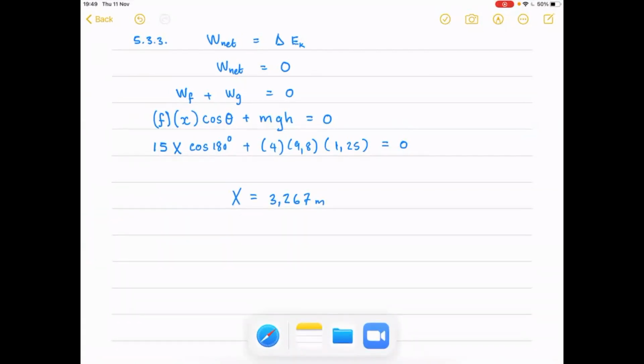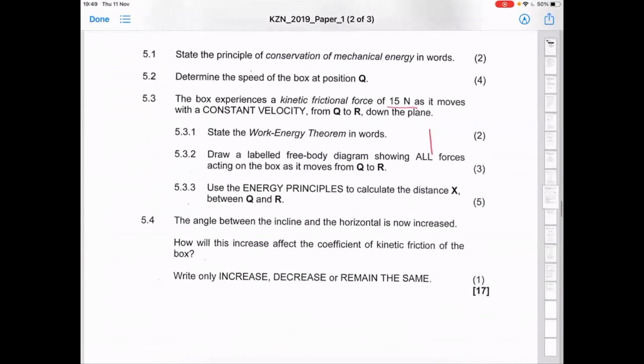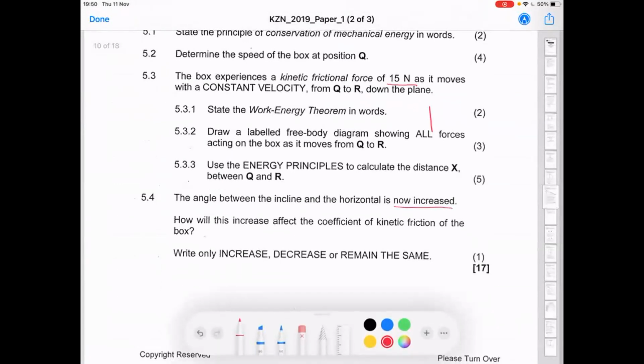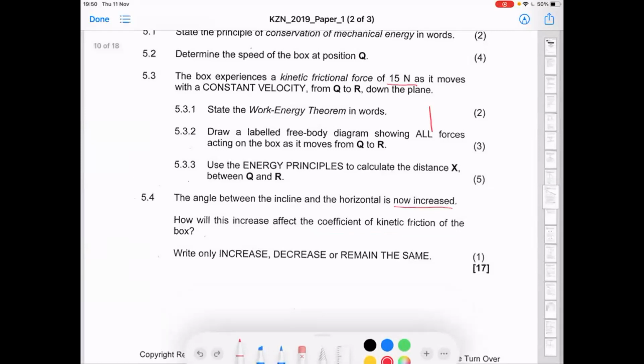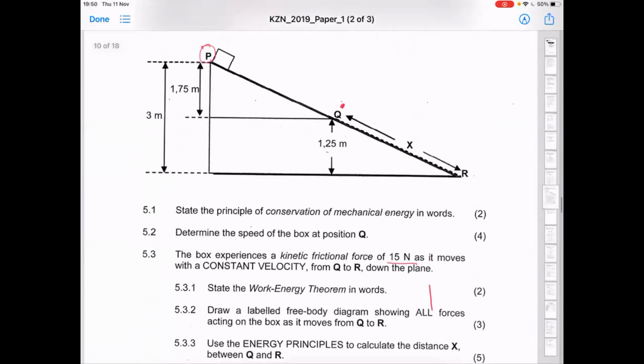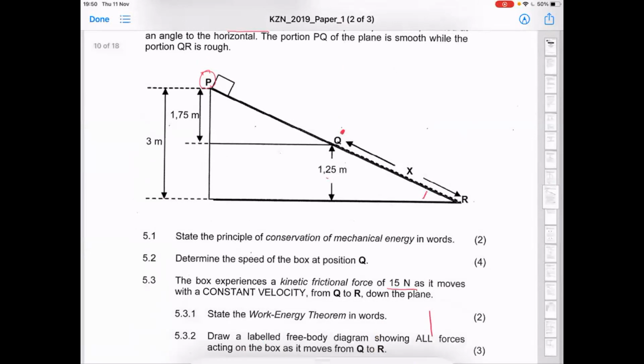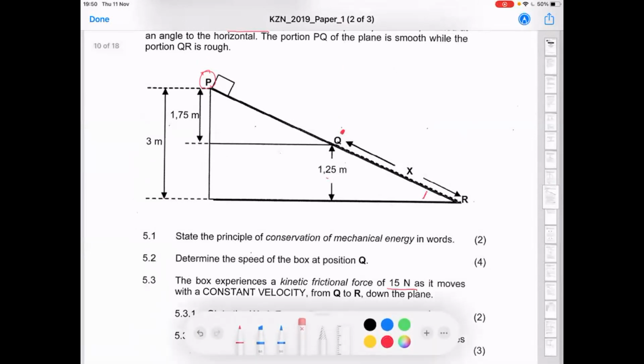Okay, and then for 1 mark, the angle between the incline and the horizontal is now increased. How will this increase affect the coefficient of kinetic friction of the box? Just write only increase, decrease, or remain the same. So what do you think? The angle is increased. So if they make this steeper, will that affect the coefficient of kinetic friction? Does that depend on the slope? Or is it just depending on what the surfaces are?